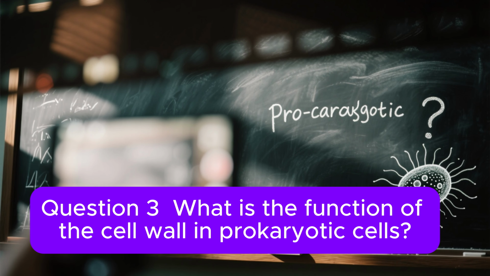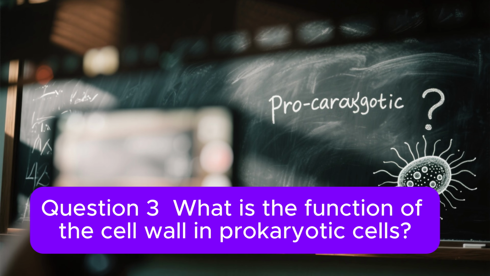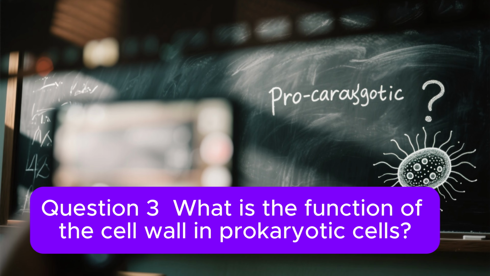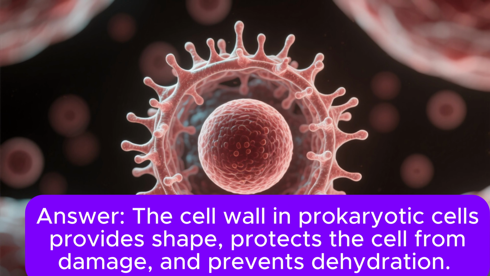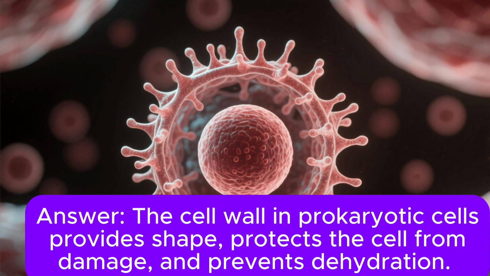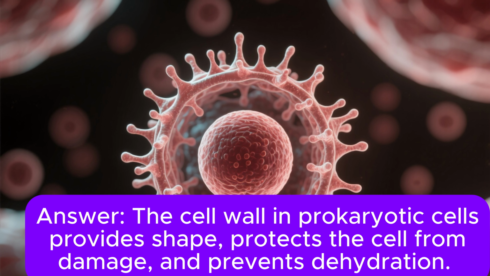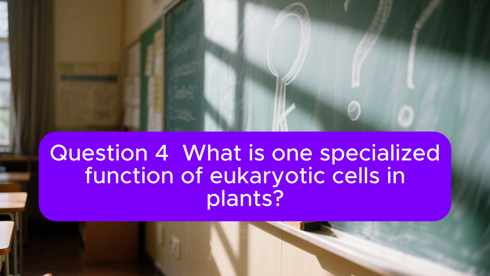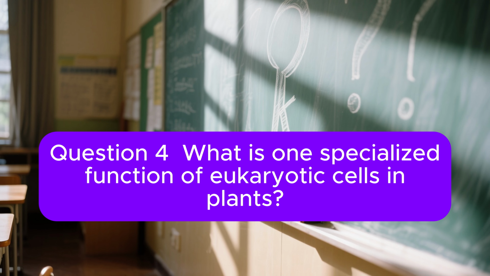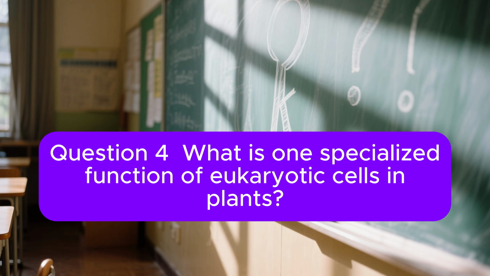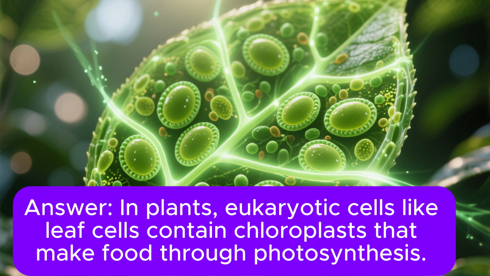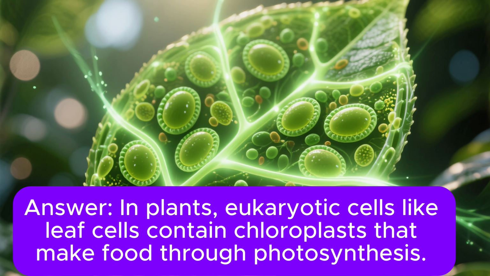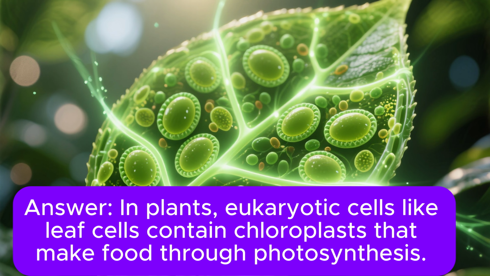Question 3. What is the function of the cell wall in prokaryotic cells? Answer. The cell wall in prokaryotic cells provides shape, protects the cell from damage, and prevents dehydration. Question 4. What is one specialized function of eukaryotic cells in plants? Answer. In plants, eukaryotic cells like leaf cells contain chloroplasts that make food through photosynthesis.